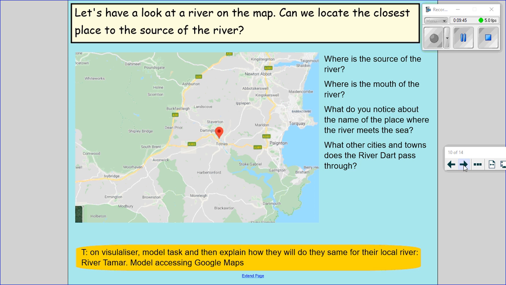So we're going to have a look at a river on the map. I'm going to model how to do that with the River Dart, and I want to know where the source is and the mouth. Those are the two things I need to do to achieve bronze today. Then to achieve silver, I need to look at any cities and towns, and to achieve gold, I'm going to look at some tributaries and I'm going to show you how to do that. So I'm going to press pause a second.